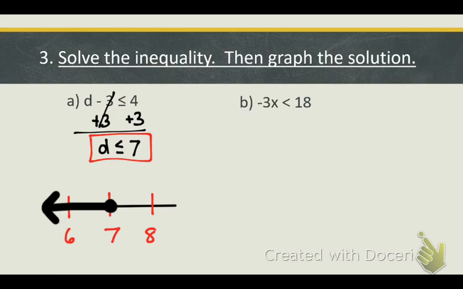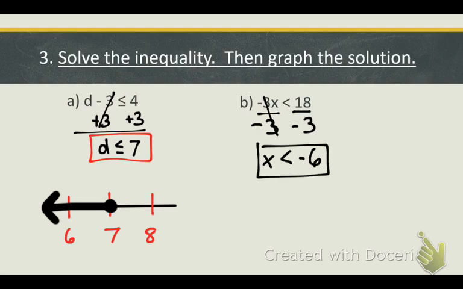Multiply by negative 3. What is the opposite of multiply by negative 3? You have to divide both sides by negative 3. Now you are left with x is less than negative 6. Who would say this is the answer that you got? All right. Can someone explain to me why this should not be my final answer?